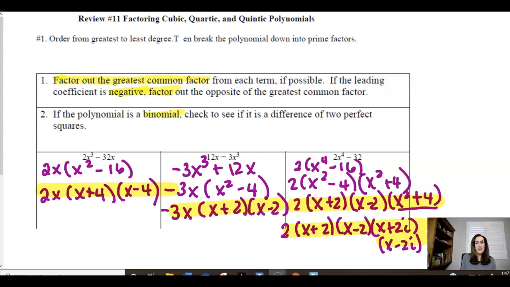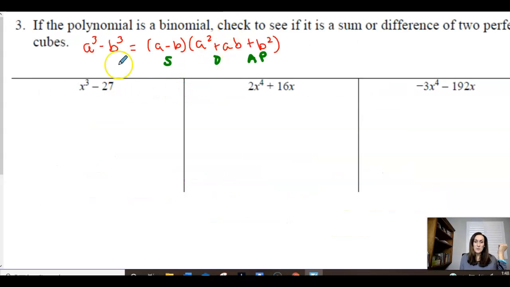but I did want to show you how that can factor as an x plus 2i, x minus 2i. In a difference of cubes, the formula for difference of cubes is a minus b, a squared plus ab plus b squared. Make sure you have that memorized. We've been using SOAP. S stands for this sign is the same as the original. This sign is the opposite of the first sign, and the last sign is always positive. So x cubed subtract 27 is a difference of cubes because x times x times x is x cubed, and 3 times 3 times 3 is 27.